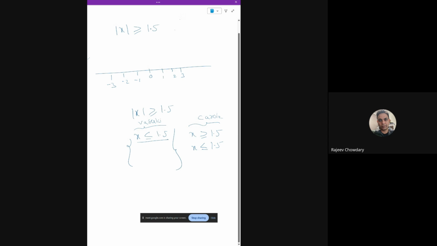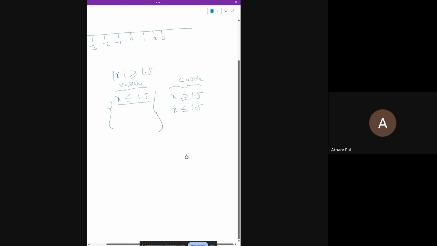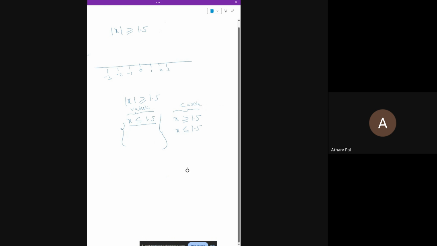Now Athar, do you have a different answer or is it the same? When you take off the mod thing at the end, I think it would be x is less than or equal to negative 1.5. Okay, so this is what Vasuki says, this is what Carol says, and this is what Athar says.